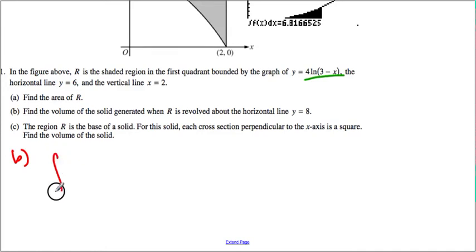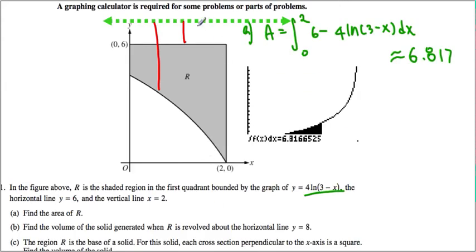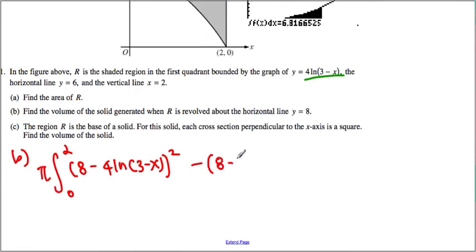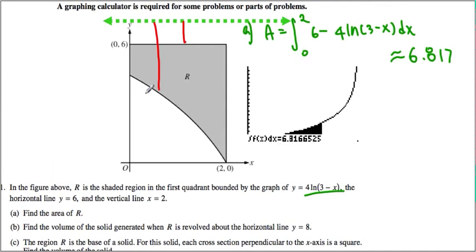So we end up getting 0 through 2 once again of pi, and the outer radius becomes 8 minus 4 ln of 3 minus x, squared. This is pi r squared. Now minus the inner radius, which becomes 8 minus 6. It's always constant as 2. But I'm just going to write it as 8 minus 6 squared. And we end up getting dx. That's pi r squared from 0 to 2. That will give us the volume of the solid.